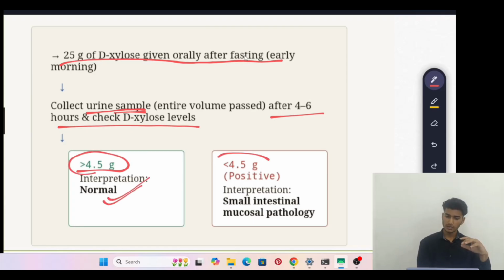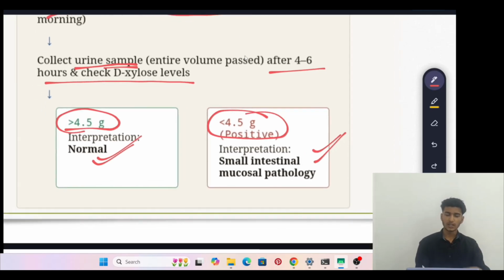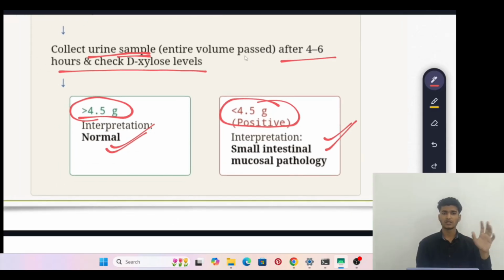And if it is less than 4.5 gram, we will interpret that the patient is suffering with a small intestinal mucosal pathological condition. We can also infer that the patient has malabsorption of carbohydrate. It will lead to some diseases such as lactose intolerance.